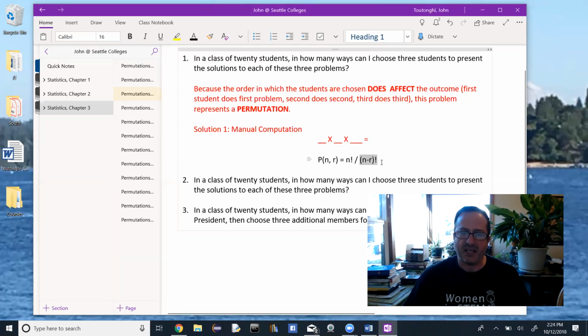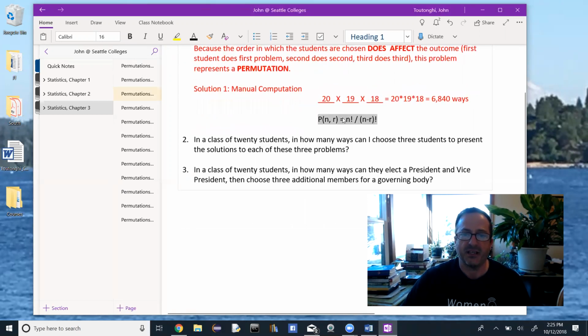That's the formula, but usually if you're making a permutation, we can set it up as choices. For our first choice, how many people do we have to choose from to begin with? We have 20. Then we take one out and don't replace it, so now we have 19 students to choose from. After that person is taken out, we have 18 people for our third choice. We take the product, 20 times 19 times 18, and that's the total number of ways this can occur. That's 6,840 different ways.